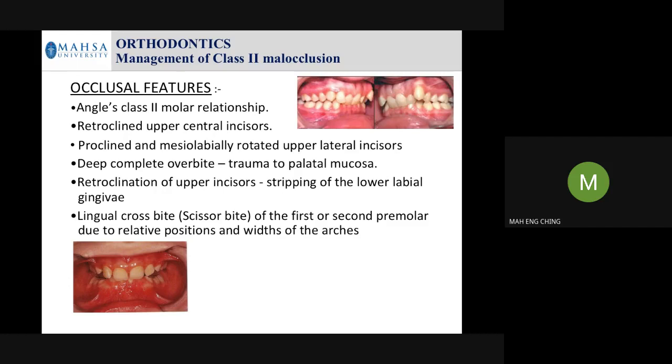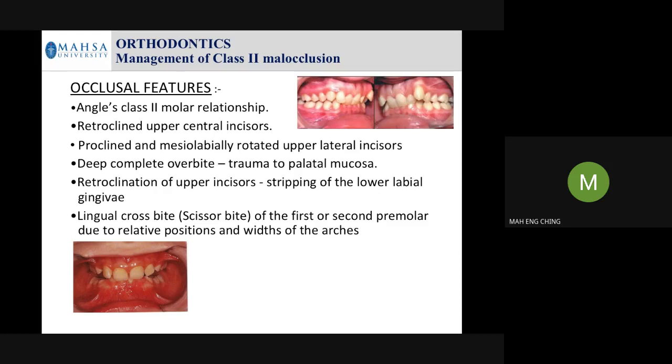This one we talked about just now. Because the lower lip covers the upper incisor, it pushes everything backward, causing a retroclination of the upper incisor. Then proclined and mesiolabially rotated upper lateral incisors. Again, this one we mentioned before, the upper lateral incisor's clinical crown is shorter compared to the central incisor. That's why the lip cannot cover the lateral incisor. That's why the lateral incisor can move forward freely, causing the proclination of the lateral incisor. Then deep bite or complete bite, which sometimes can be traumatic to the palatal mucosa.